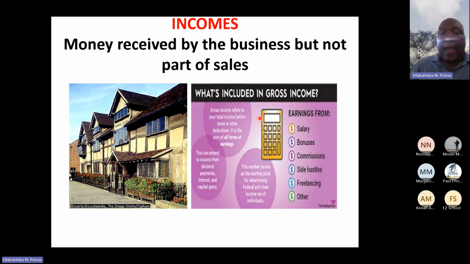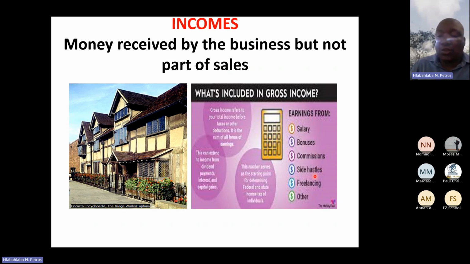Also, again, as an individual, if you are earning a salary, it's part of your income. For argument's sake, bonuses are part of your income. And then in the business, we have what we call a commission. Commission also forms part of the income, because the business will render a service to a client or a customer, and then they are expecting to get a commission out of that.